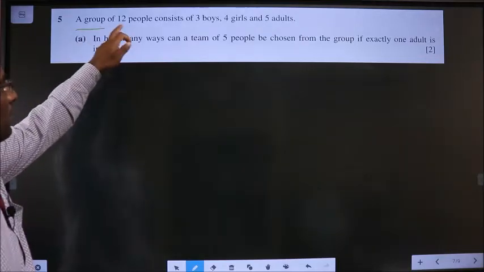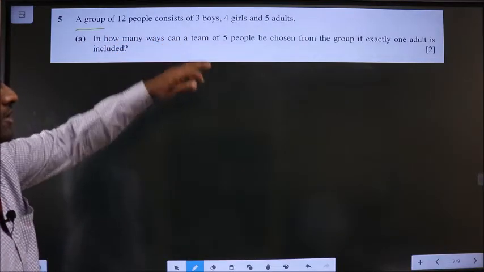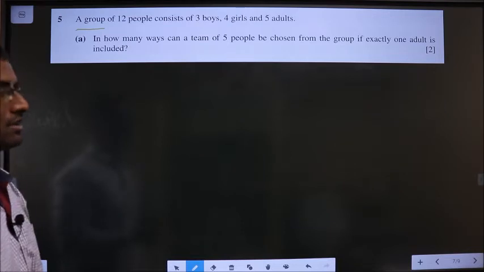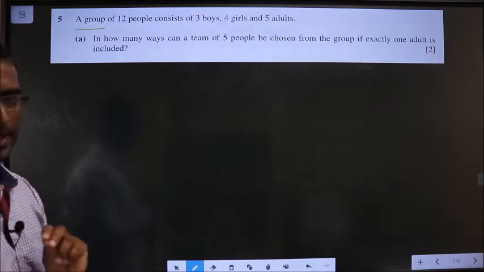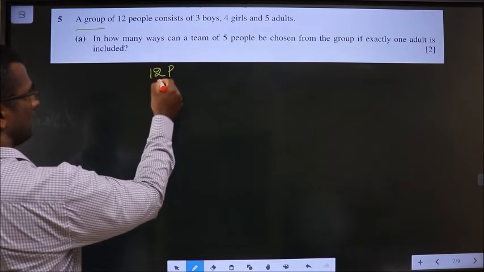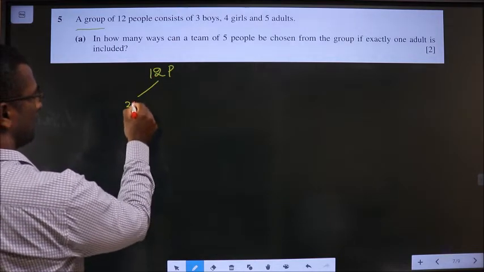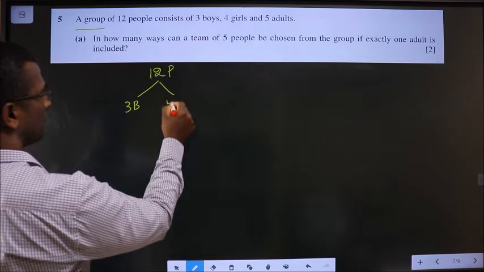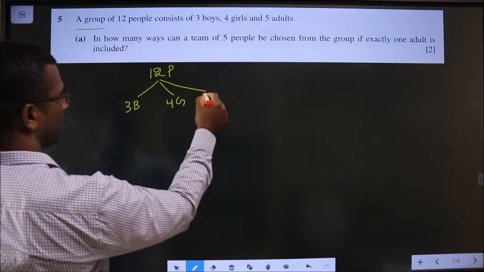A group of 12 people consists of 3 boys, 4 girls, and 5 adults. You came across information, make a note. 12 people, in that you have 3 boys, 4 girls, and 5 adults.